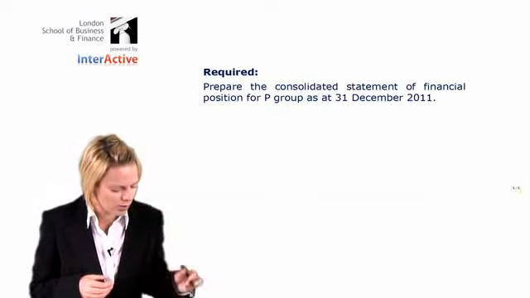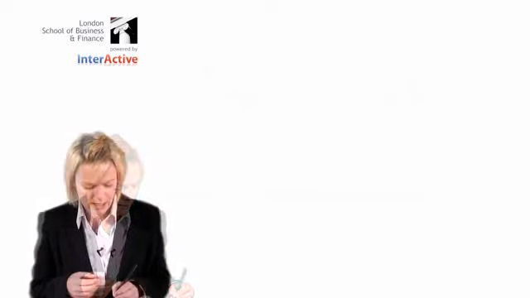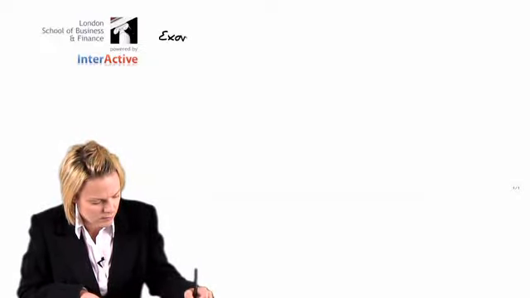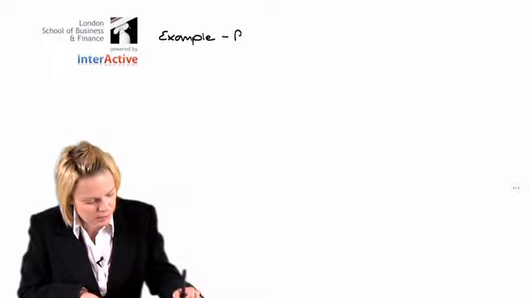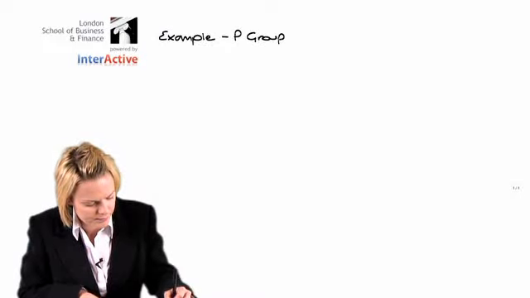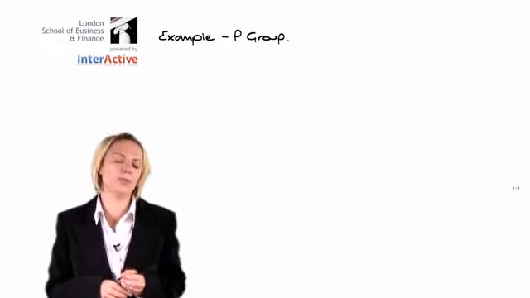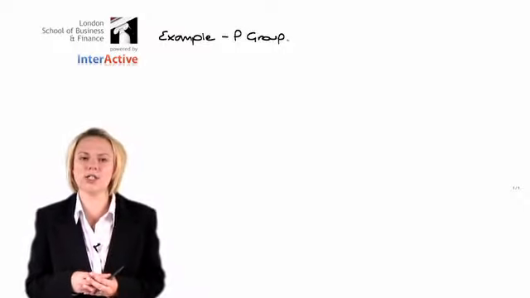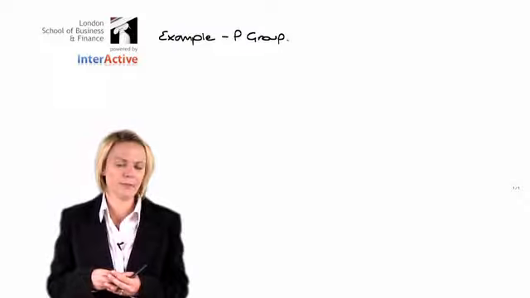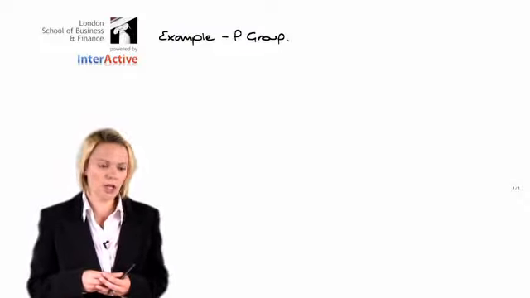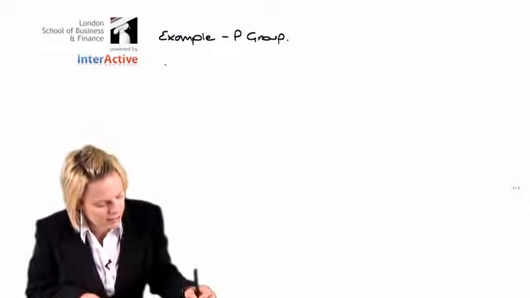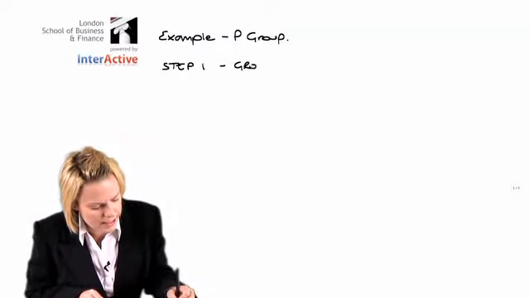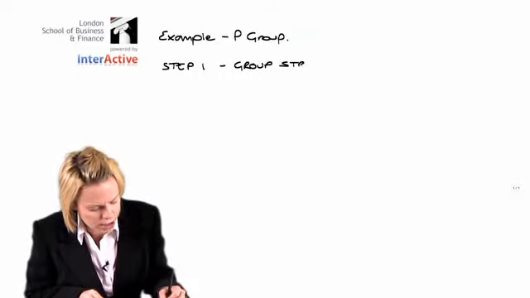So let's pull up then some paper, and we're going to have a look at our example, which is P Group. Okay, so the example P Group. And this is the example just after the core workings in chapter 18 of your notes. So, first thing we always do then, step 1, is to do what is known as the group structure.